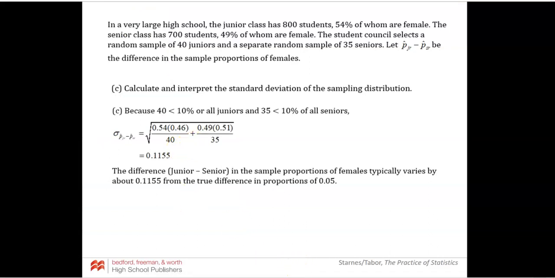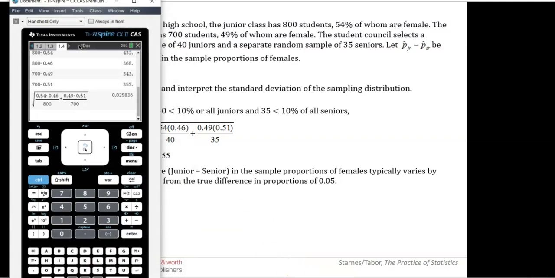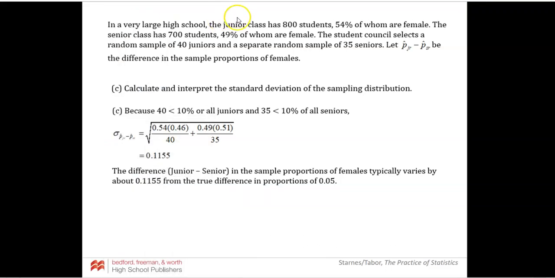What did I do wrong? I messed up 0.54 times 0.46 over 40. Okay, so n is 40 and 35 for this. The total number of students was 800. I didn't catch that, sorry. You have to make sure you get your n and p and q correct there. So that makes sense. They took samples of size 40 and 35.